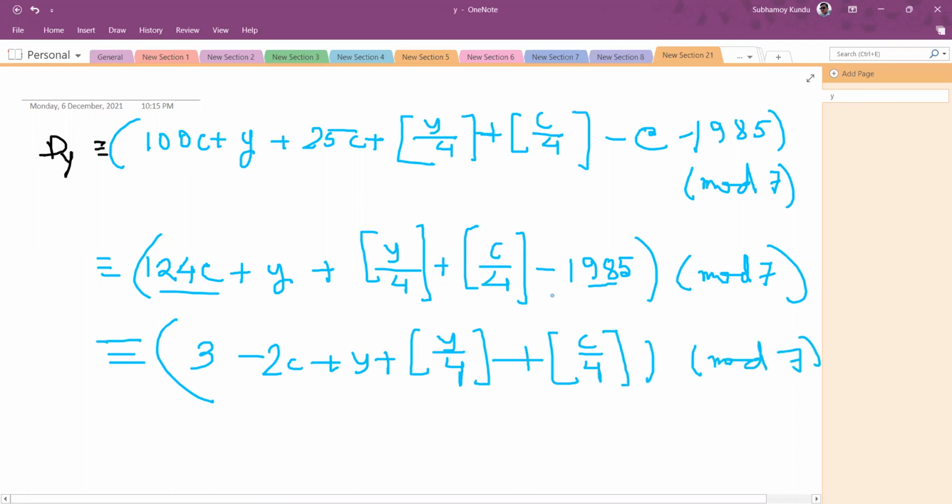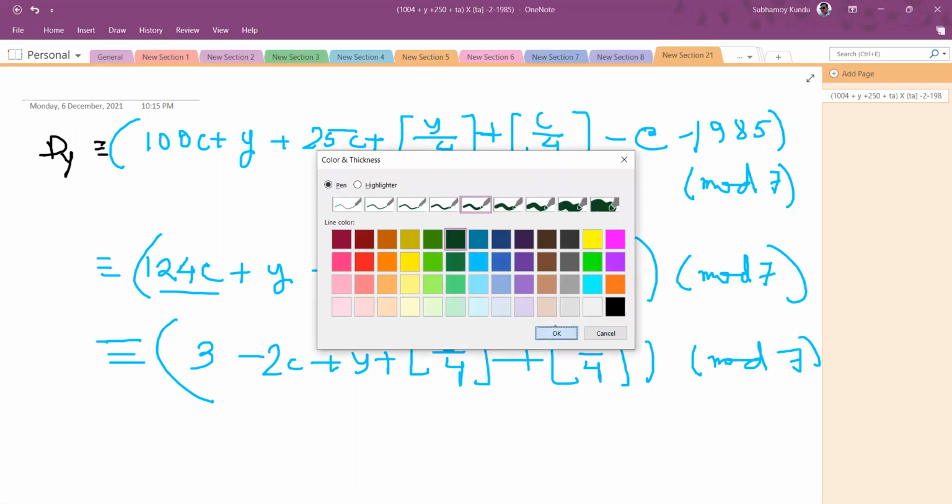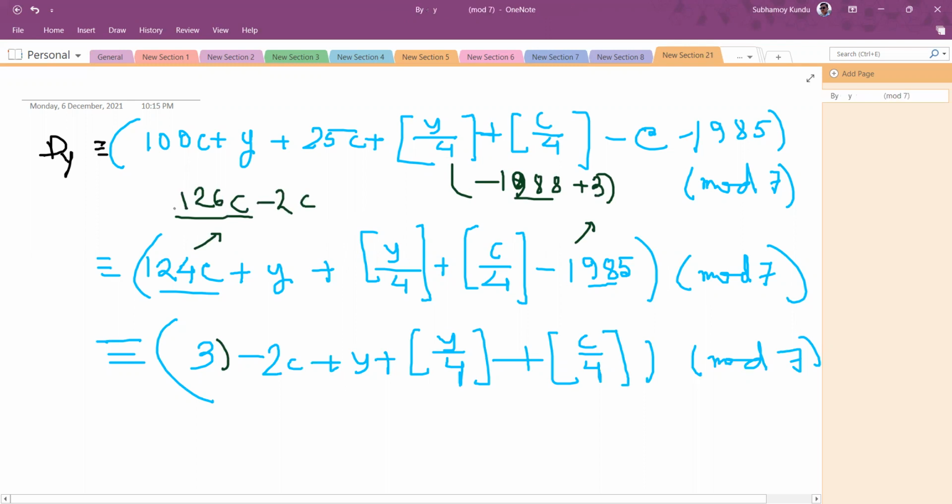It's simple because this 1985 is nothing but 1988 minus 3, right? That's minus 1988 plus 3, in this way we wrote it. And this is divisible by 7. So that's why. And what is this 124c? It is written like 126c minus 2c. And it is divisible by 7. So that's why it's gone.